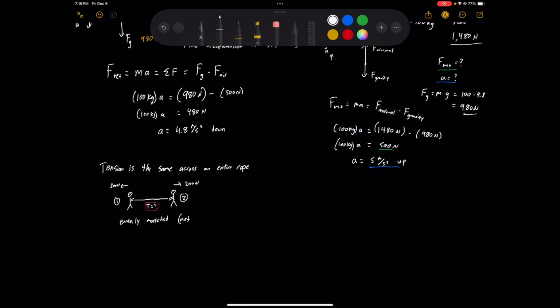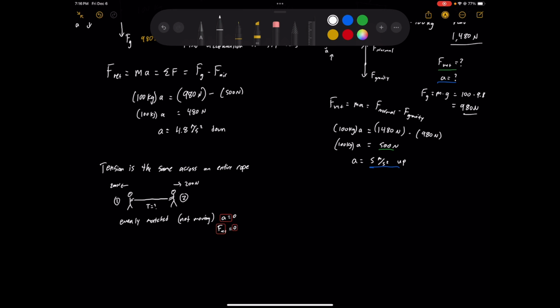Right? So they're basically, no one's winning. They're kind of stuck, right? They're not moving. The acceleration is clearly 0. The net force is clearly 0. Now, for the net force to be 0, let's think about what's going on in a tug of war.